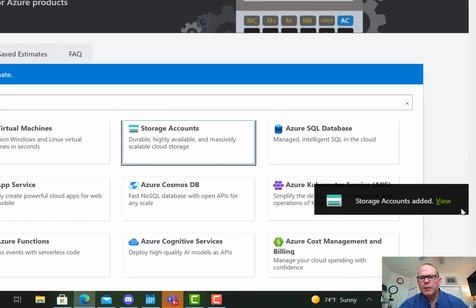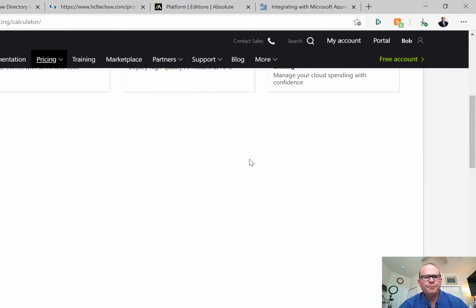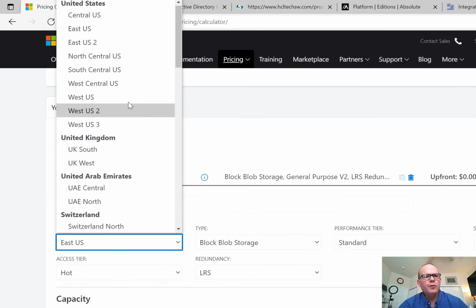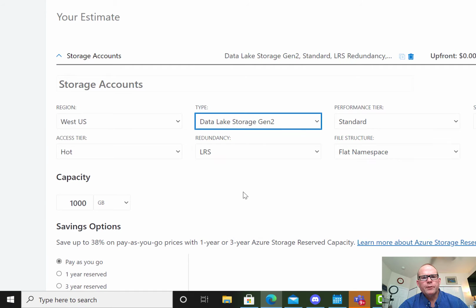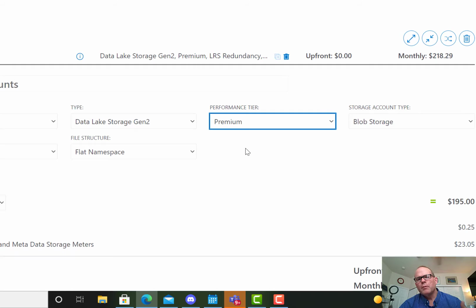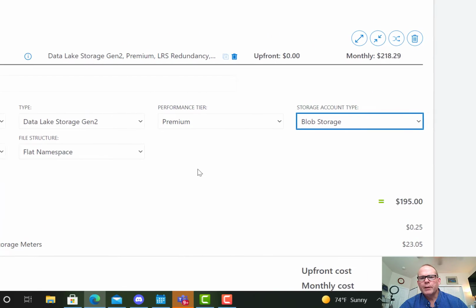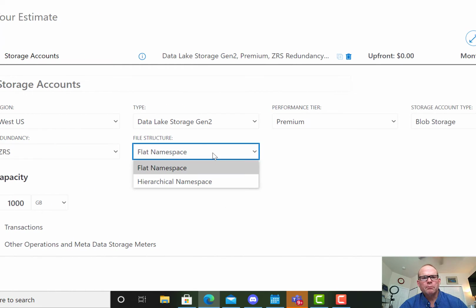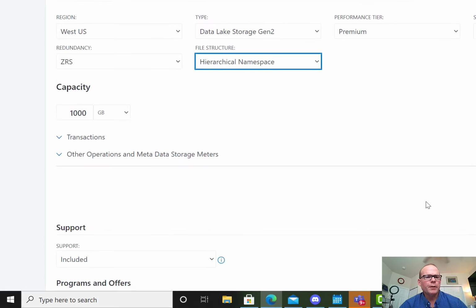So I'm at the pricing calculator, and I went into the storage account. We just start with blob storage, and I'm going to go East US, and I'm going to go to Data Lake Storage Gen 2. By the way, I'm going to go on this first quote with premium everything because this is actually a very small load. And I went zone redundant storage, hierarchical namespace.